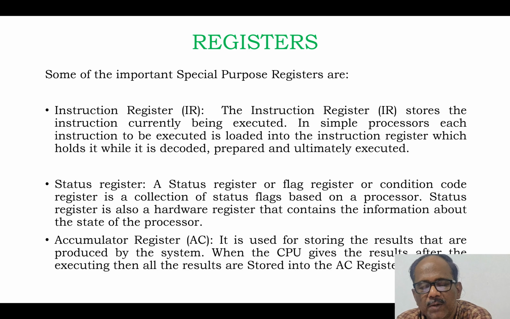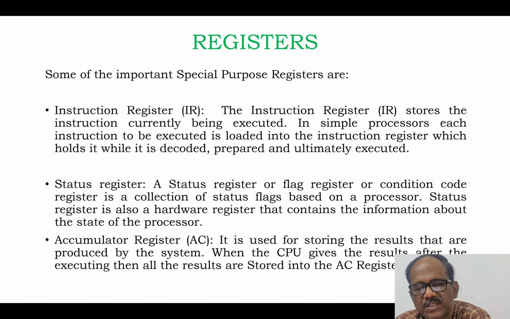The instruction register also comes under the category of special purpose registers. The instruction register holds the instruction that is currently being executed. Status register, status of operation: if the result of an operation is 0, the zero flag will be set. If the result is negative or positive, the corresponding sign flag will be set, and so on. So this information will be stored in the status register.